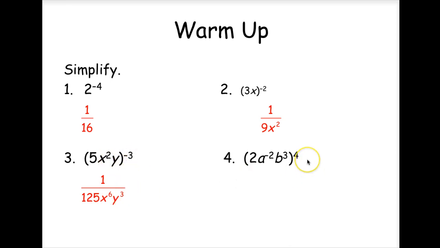Here's finally a positive exponent. 2 to the fourth power, 8 times 2 would be 16. A will go to the denominator, and B, 3 times 4 is 12.